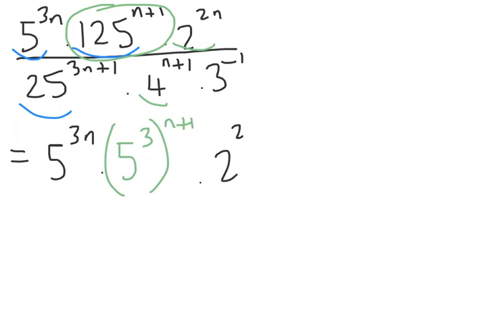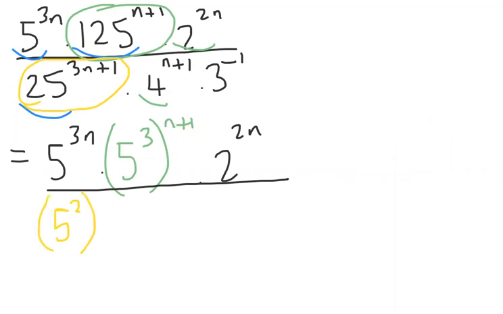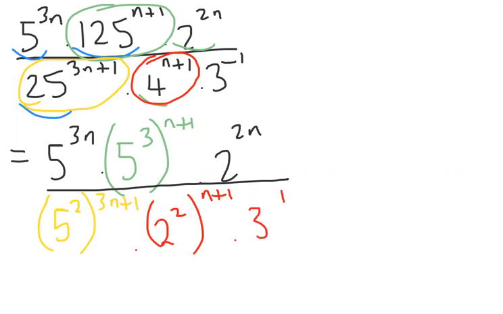Times the 2 to the 2n. Remember, it's a bottom as well. So the 25, this here, I'm going to say 25 equals 5 squared. But remember, it's all of that to the power 3n plus 1. 4 is here. 4 equals 2 to the power 2. But all of that to the power n plus 1. Let's leave the 3 for now.